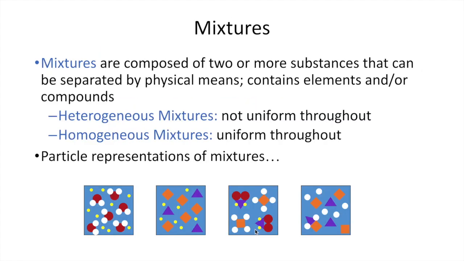Okay, so a mixture is composed of two or more substances that can be separated by physical means. When I say physical means, that means a chemical reaction does not occur. And it can contain elements or compounds. A heterogeneous mixture is not uniform throughout, and it's not transparent. That's going to be the big thing. And a homogeneous mixture is uniform throughout. Something else you should think about is that in a homogeneous mixture, things dissolve. So think salt water, sugar water, things like that.